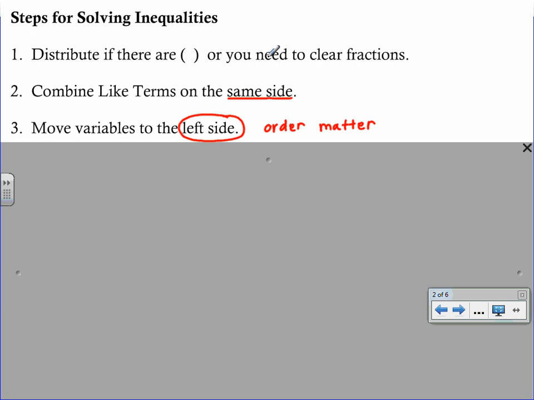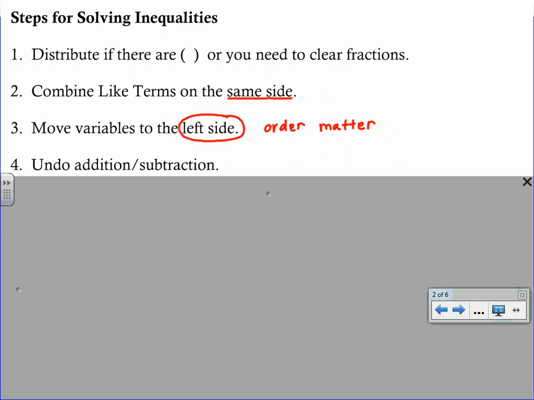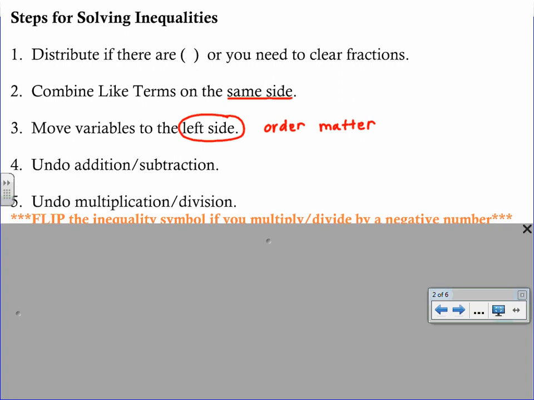After we've gotten all the variables together, the next thing that we want to do is to undo addition and subtraction. And what I mean by that is just to use opposite operations. So if there's addition in the inequality, we would use subtraction to solve it. And then our last step is to undo multiplication and division.